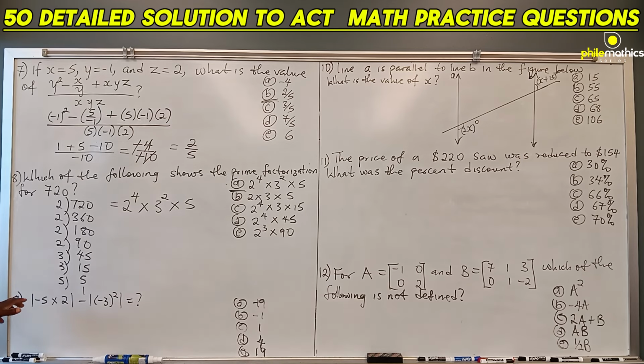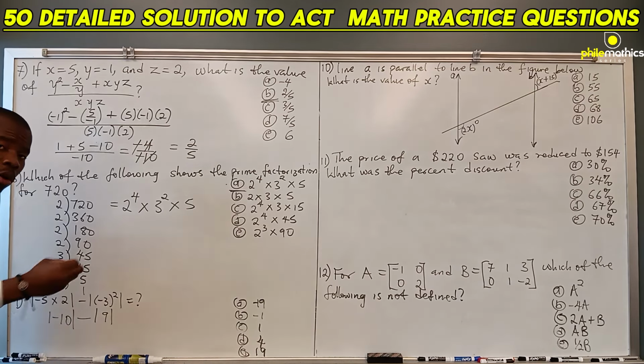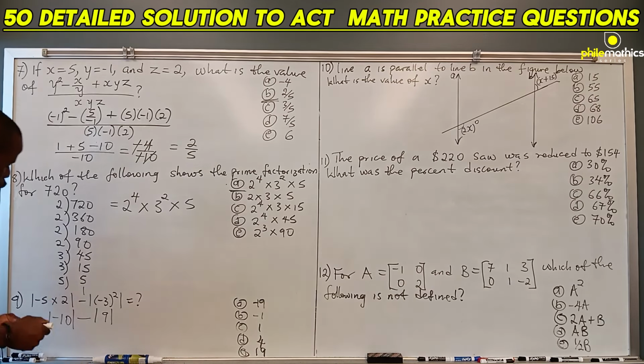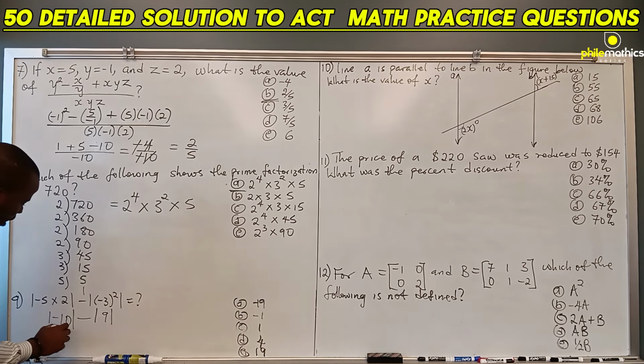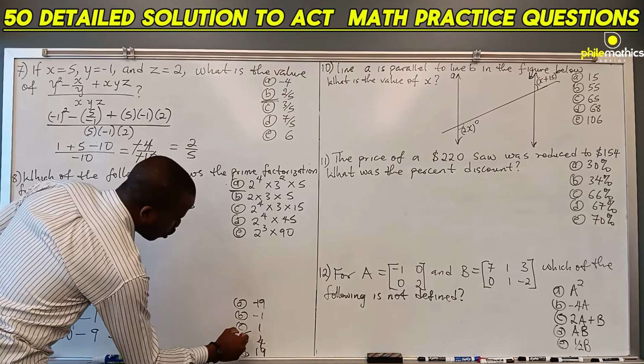Question 9 says absolute value of minus 5 times 2 minus absolute value of minus 3 squared is what? Minus 5 times 2 is minus 10. So this is absolute value of minus 10. Minus 3 squared is 9. Absolute value of a number is always positive. So absolute value of minus 10 is 10. Absolute value of 9 is 9. And so 10 minus 9 is 1. So the correct option is C.